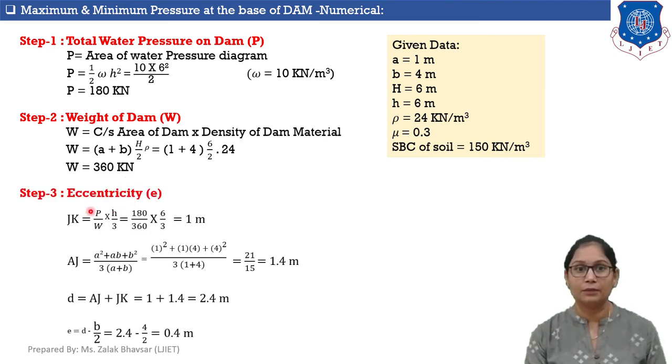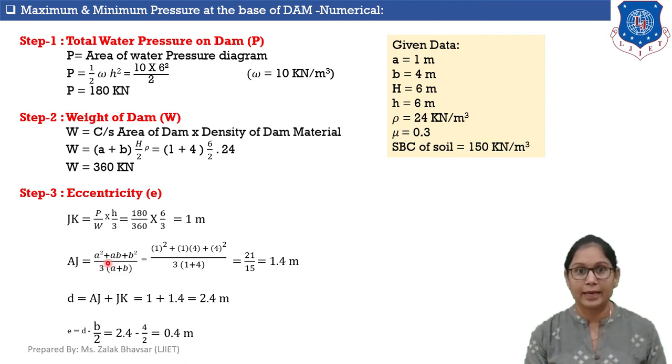Now in step number 3, we will calculate eccentricity. To calculate eccentricity, first of all, we need to calculate JK. JK is equal to P by W into H by 3, where P, as we calculated, is 180 kilonewton, W we also calculated, it is 360 kilonewton, and the height of the water is 6 meter by 3. So I am getting distance JK equal to 1 meter. Now let's calculate AJ, and here is the equation to calculate AJ, which is equal to (a square plus ab plus b square) upon 3 into (a plus b).